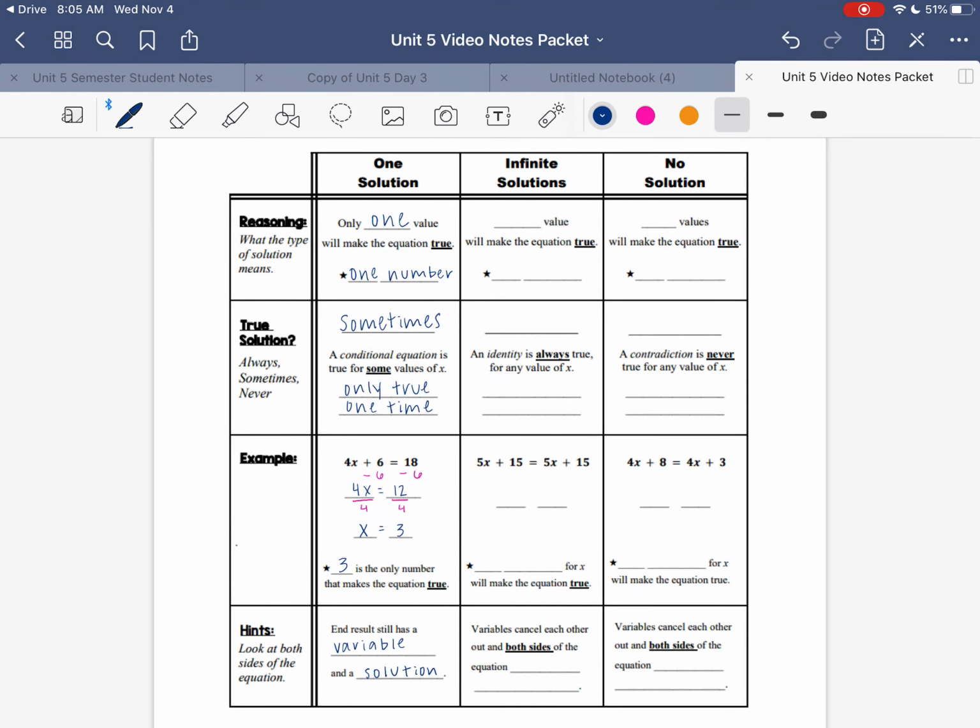So for infinite solutions, think about the word infinity. You've heard the word infinity before. That means it's a concept of going forever and ever and ever. Infinite solutions means that any value will make the equation true. So these are special equations where you could put any number in for your variable and it will be true. So we say any number will work is really what that means.